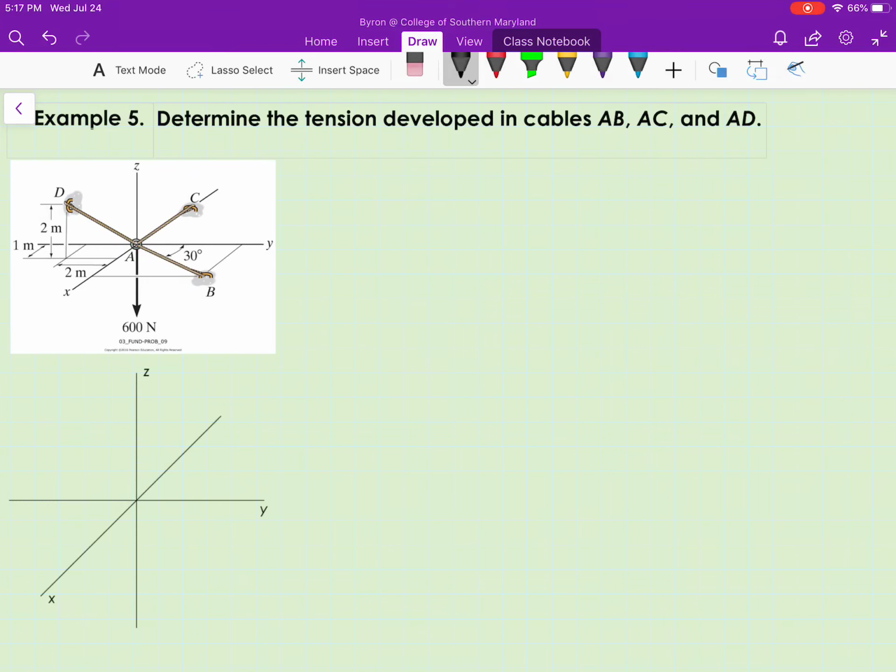Let's look at this 3D particle equilibrium example problem. We have a 600 Newton force that is acting on a ring that is suspended from 3 cables. And the problem wants us to determine the tension in each of the cables, AB, AC, and AD.